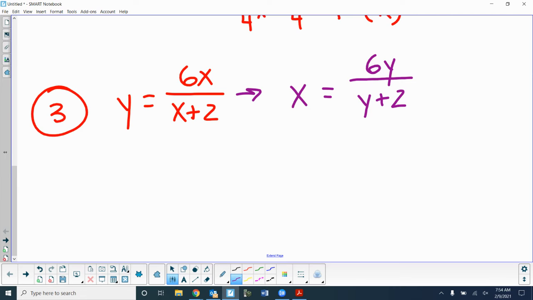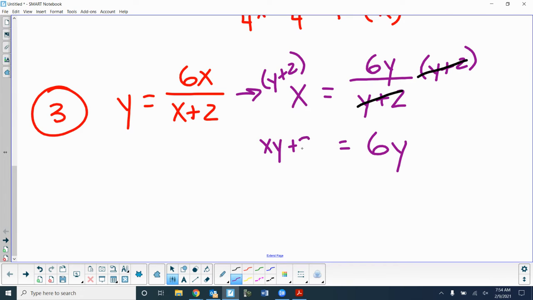Now we have that y in the denominator. I have to get it out of there. So I have to multiply to move it out of there. And remember, what you do to one side, you have to do to the other. So these cancel and that just leaves me 6y on the right. And here you're going to distribute. So it's going to be xy plus 2x. I distributed that x times the y plus 2.